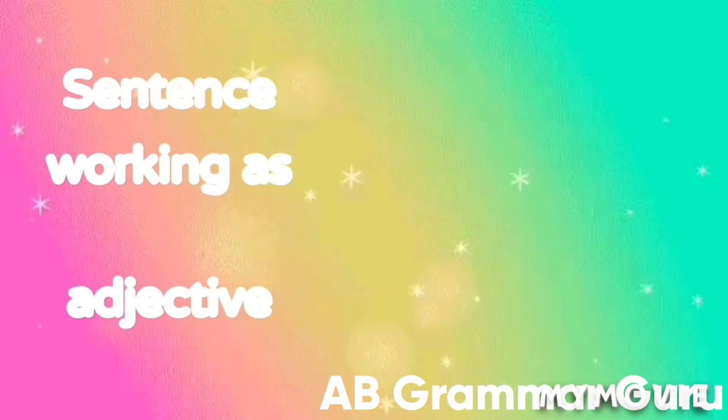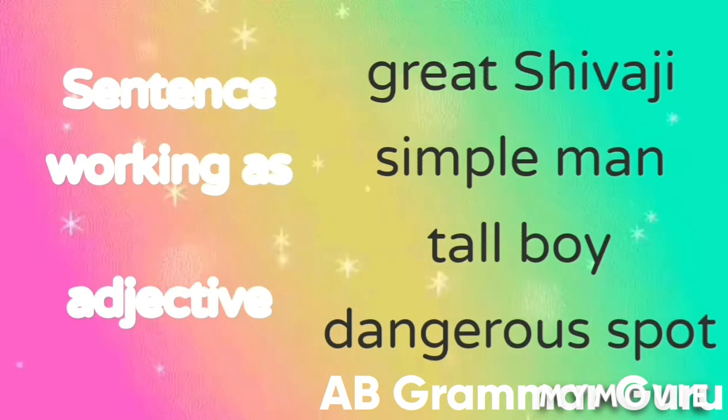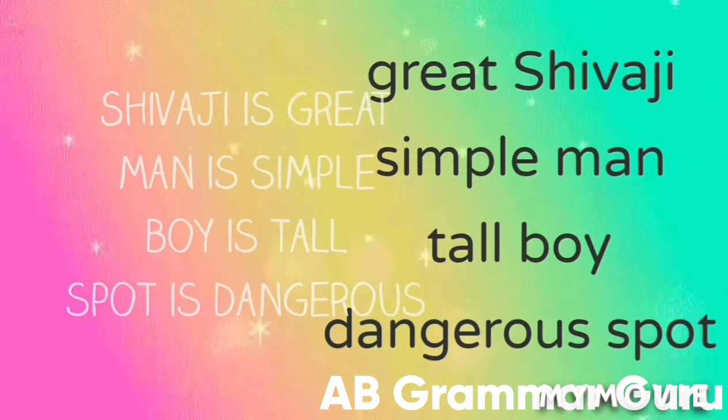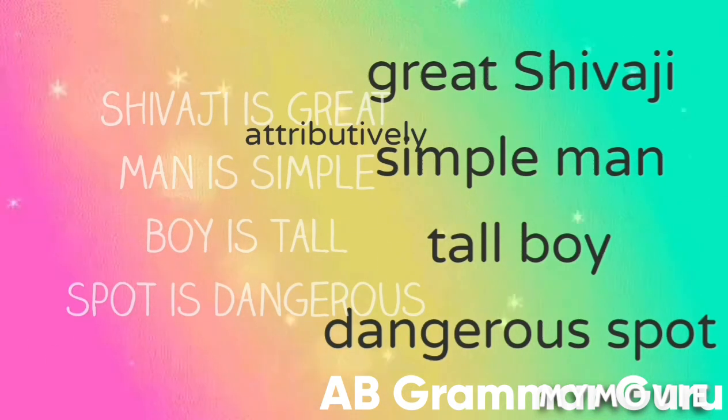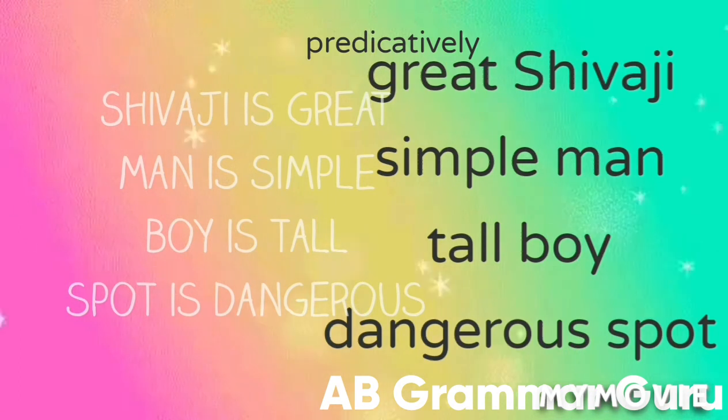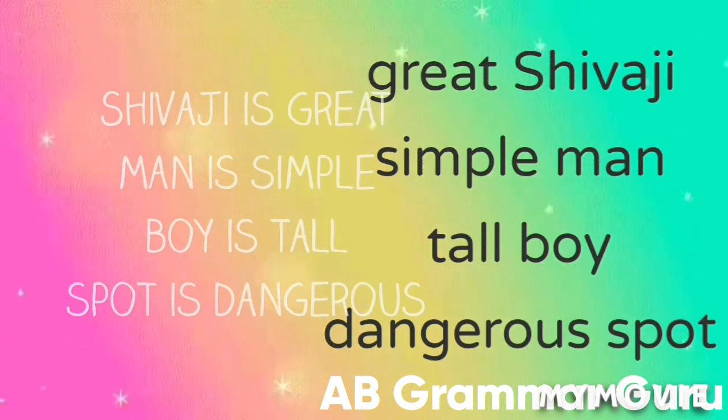Great Shivaji. I can also say Shivaji is great. In both the cases, great is an adjective, meaning both are the same. And in both cases, great is an adjective, but in the first case, it is used attributively, and in the next, predicatively. So the next is simple man. I can also say man is simple. And simple is an adjective. Why?